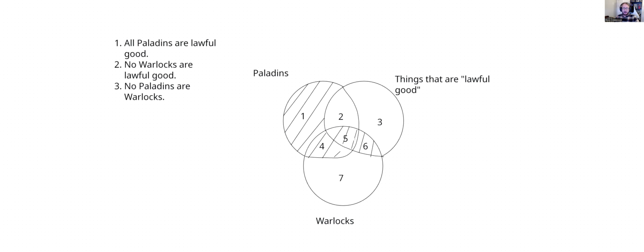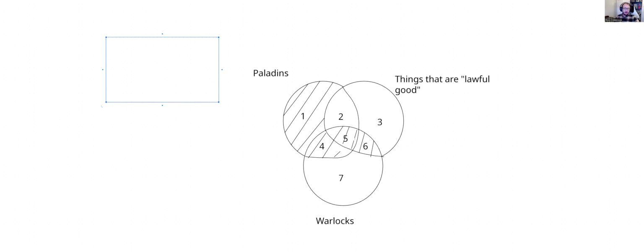Okay, so if we look at this, this says no paladins or warlocks. Well, if we had left either 4 or 5 blank, we would not be able to conclude this because there could be a paladin that's a warlock. If 4 and 5 had been left blank, there could be something in there. Because 4 and 5 are paladins that are warlocks, right?